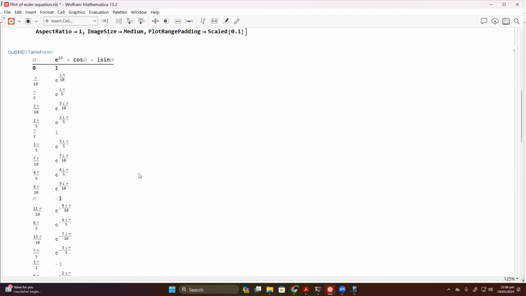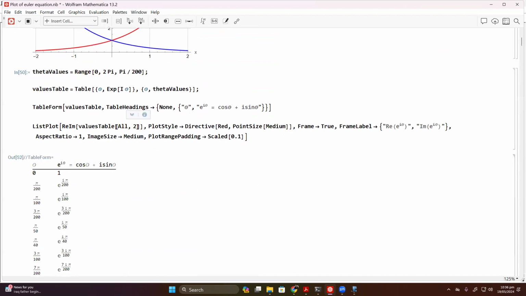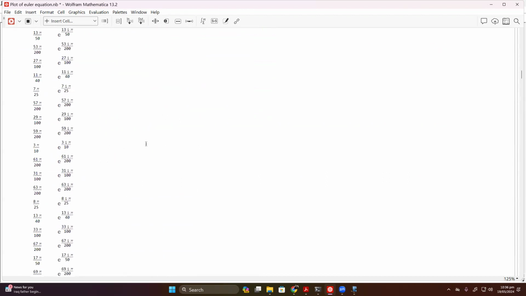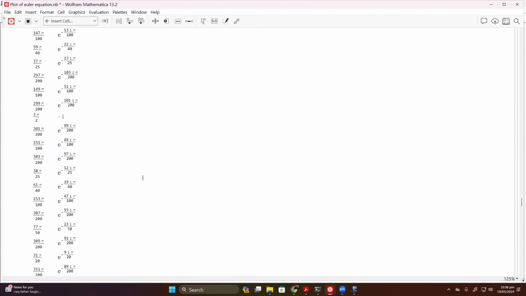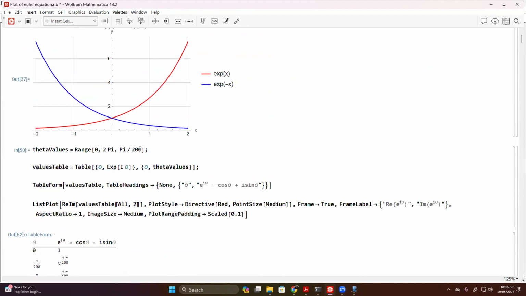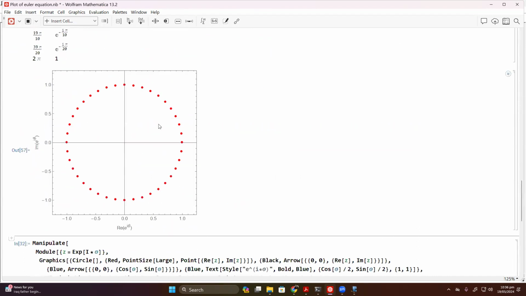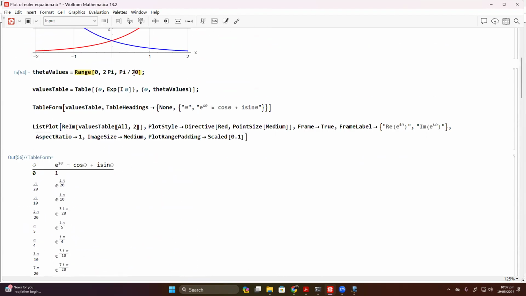So let's increase more and see. I have plotted quite a lot of points. So it's 200. No, I was aiming for 20. So let's see here. Look, we are kind of going towards a circle in this complex plane. Let's increase these points further, and let's try to make it look more like a circle.